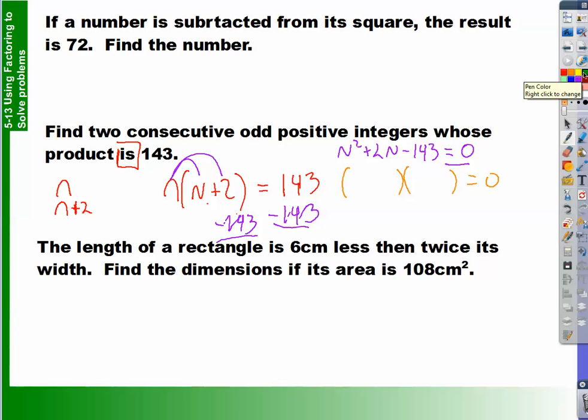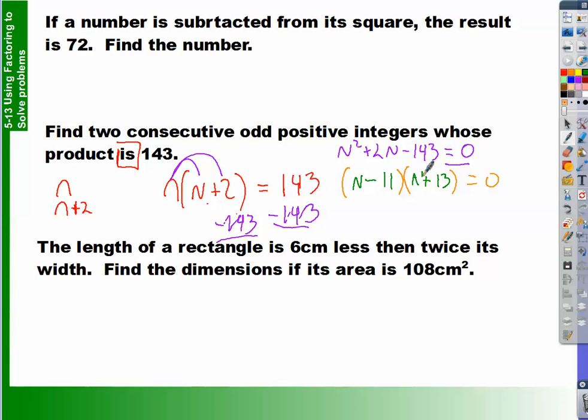All right, Sarah, could you please tell us what two numbers multiplied together equal negative 143? Negative 11 and... Could you say it one more time, a little bit louder? Negative 11 and positive 13. How do you figure that out?